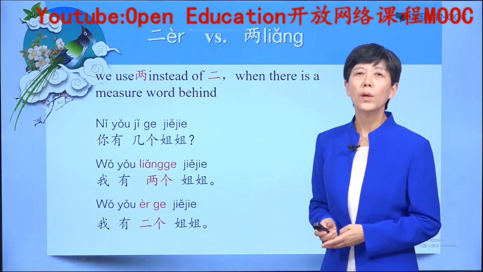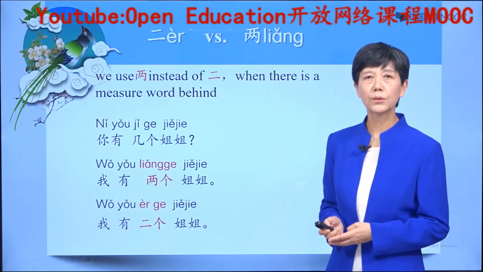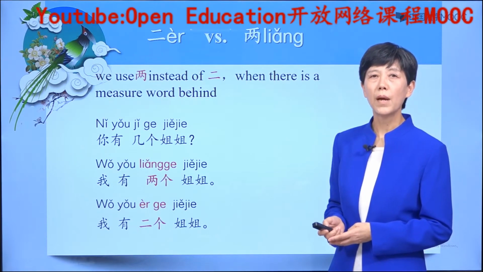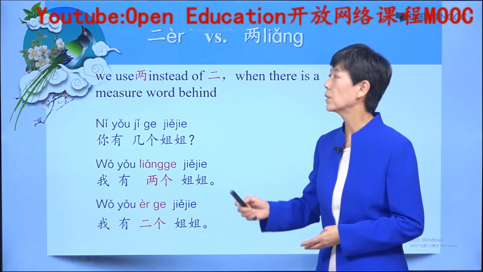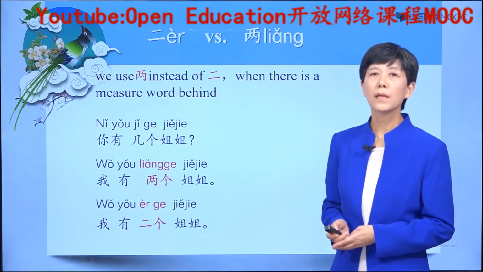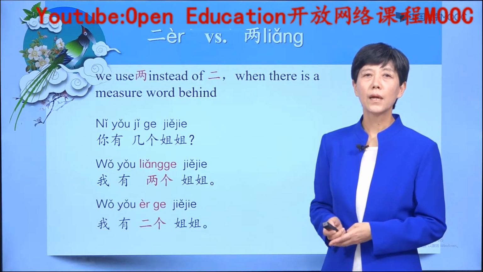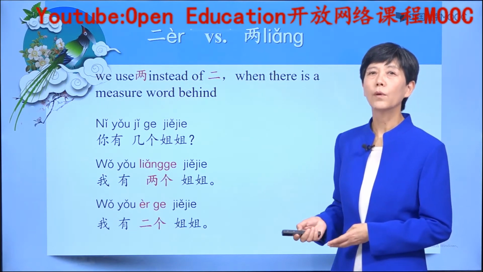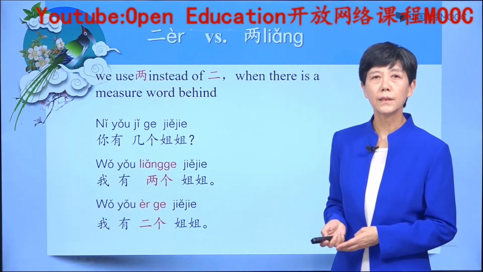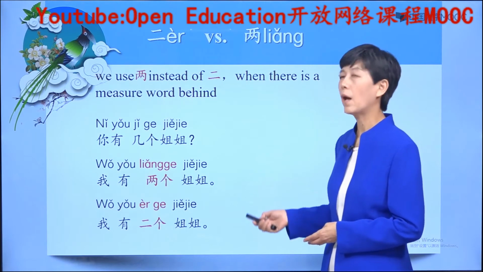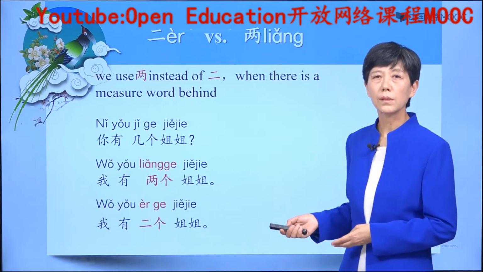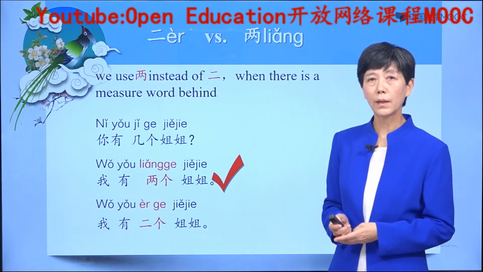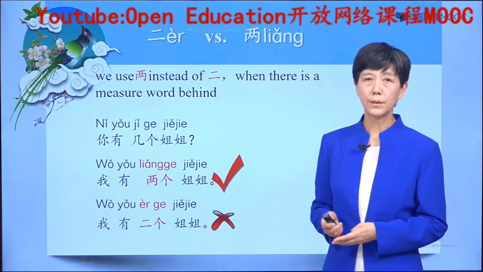Finally, we still have a few rules in Chinese in using numbers with measure words. First, when you want to know how many sisters or brothers one has, in this case, we don't use the measure word 口, we use the measure word 个. Second, we use 两 instead of 二 when there is a measure word behind. For example, 你有几个姐姐? How many sisters do you have? So the answer is 我有2个姐姐. We don't say in this case 我有二个姐姐.